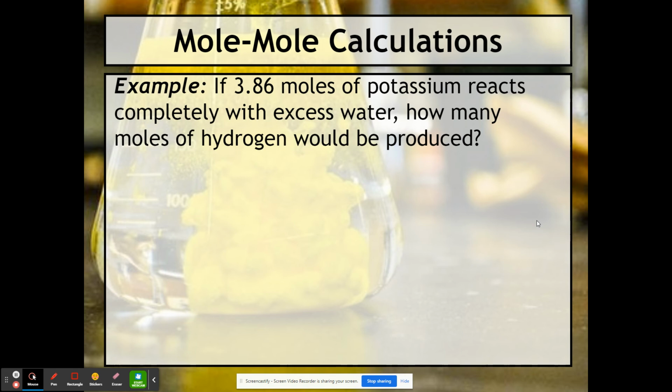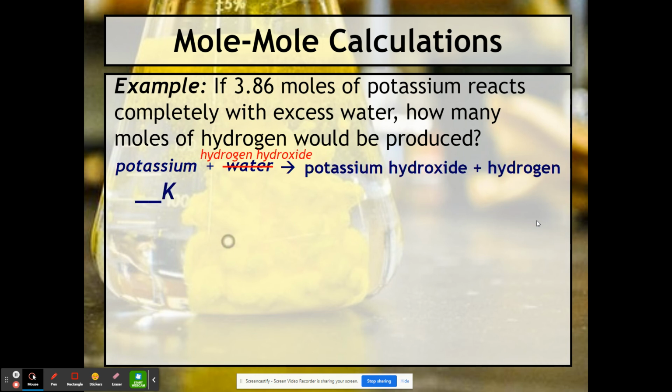So we're going to do this: if 3.86 moles of potassium reacts completely with excess water, how many moles of hydrogen would be produced? First thing we need is our equation. And this will always be given to you, never going to make you go from words to the equation. So first thing we need to do is make sure it's balanced.